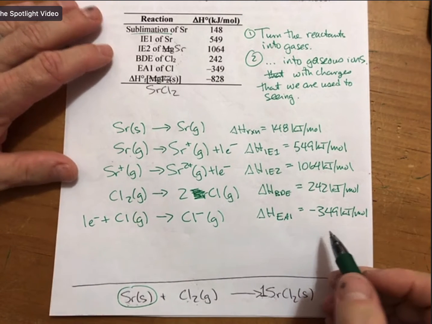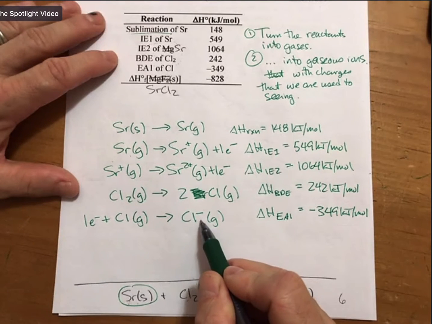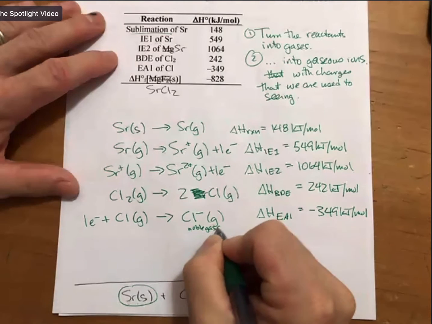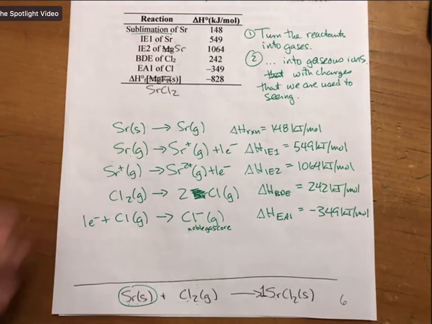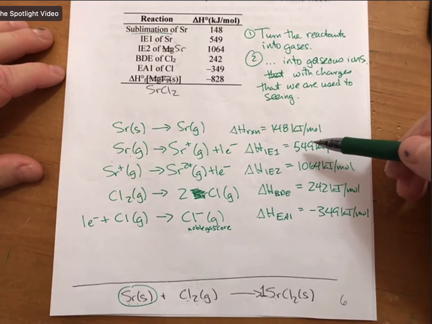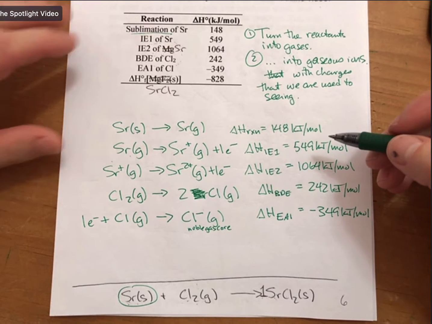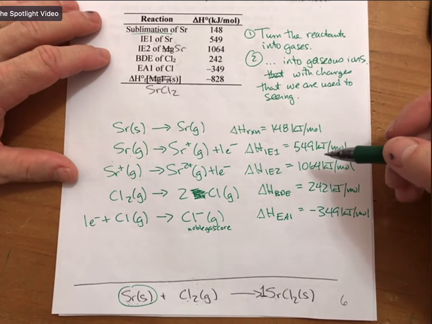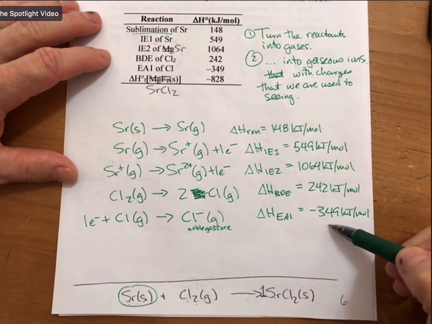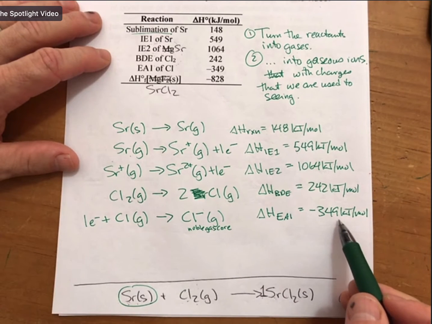This is an exothermic process because this Cl minus now has a noble gas core. And that's what separates it from all of these others. All of these other ones were doing what might be considered unnatural processes. We are taking things and raising their energy by putting energy into it. Here we're getting a little bit of energy back. This releases energy. That's why it's negative.